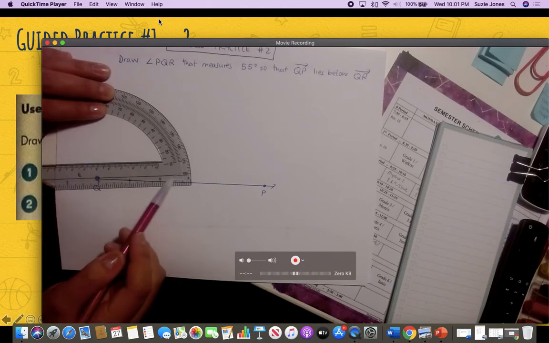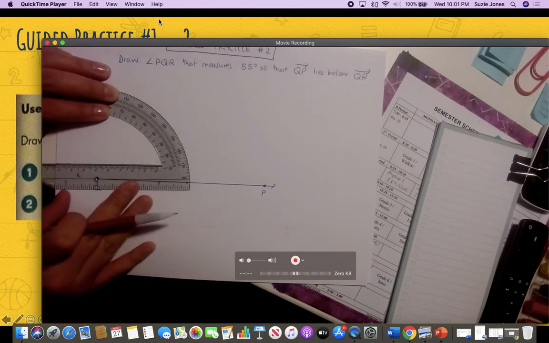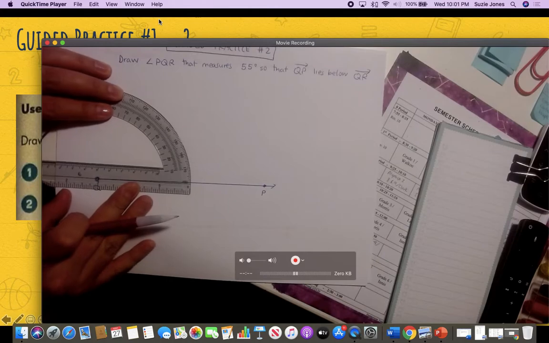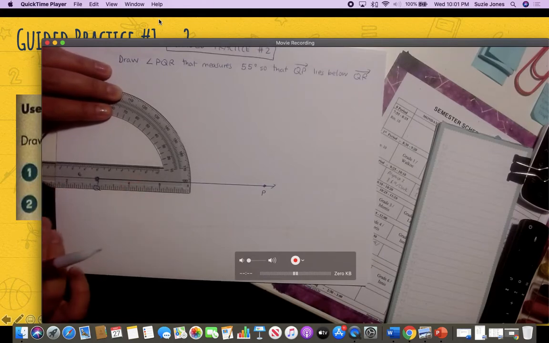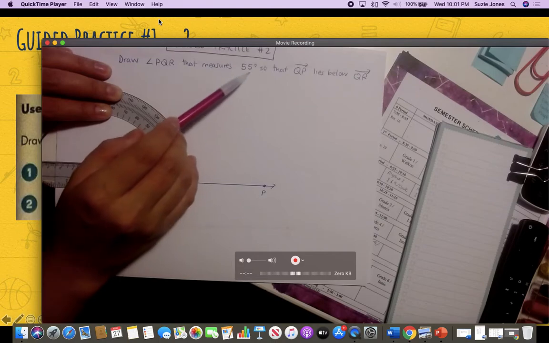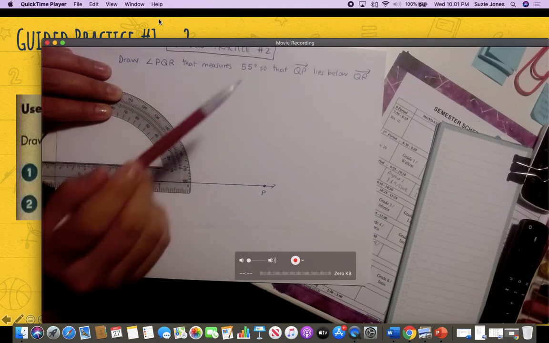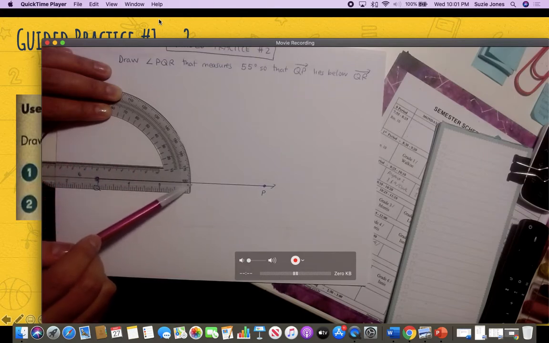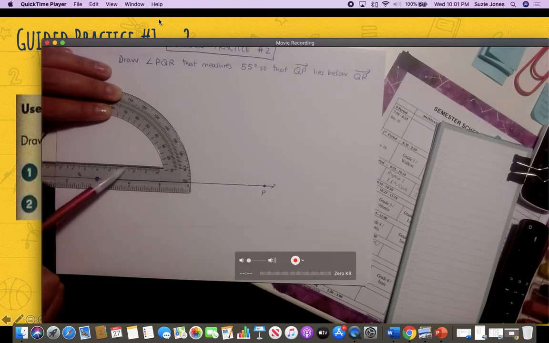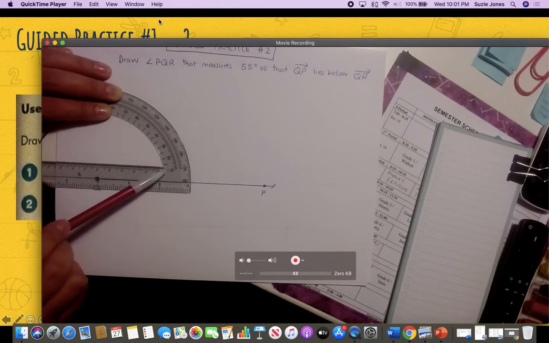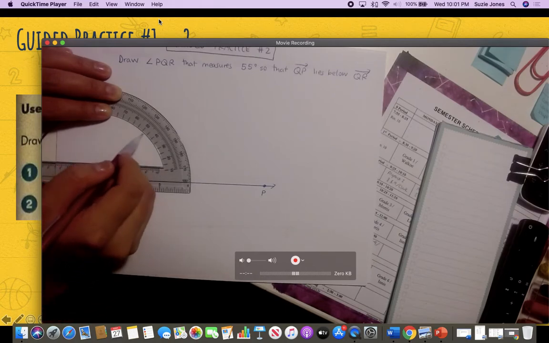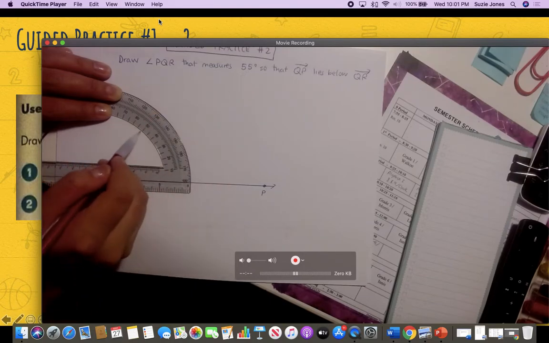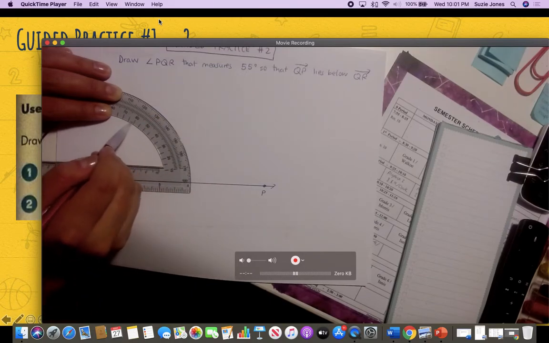Then I want to match up my baseline to my ray. So I'm going to maneuver it. Oops, I went too far back, go back a little bit, and now it's good. Now it has to be 55 degrees. Should I use my outer scale or inner scale? Well, my outer scale starts from 180, 170, no. Let's use my inner scale. So inner scale is 10, 20, 30, 40. Here's 50, but it has to be 55, right? So it's halfway between 50 and 60, which is 55 right here.